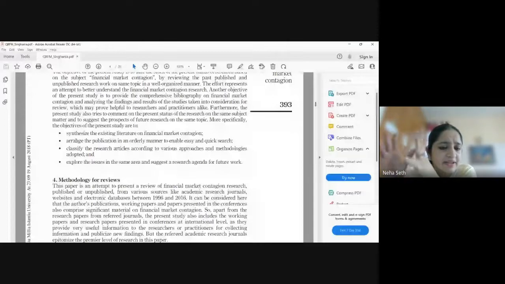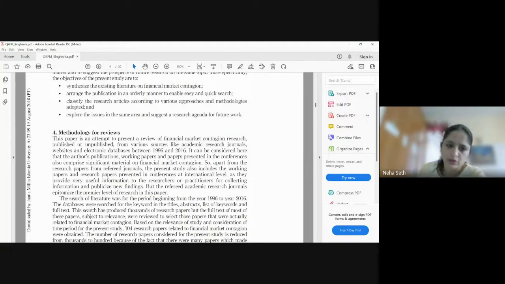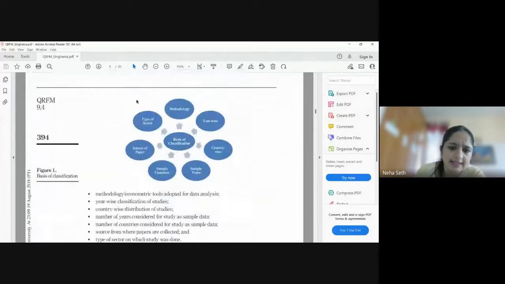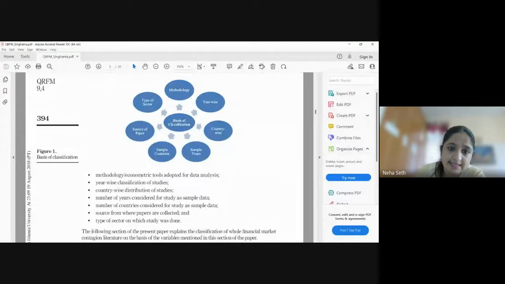Then, classifying the research articles according to the various approaches and methodologies adopted, and exploring the issues in the same area to suggest a research agenda for future work. So these are the methodologies that are used. Again, the data is classified on various bases, and on every basis we make a table or a figure explaining how the data actually looks.